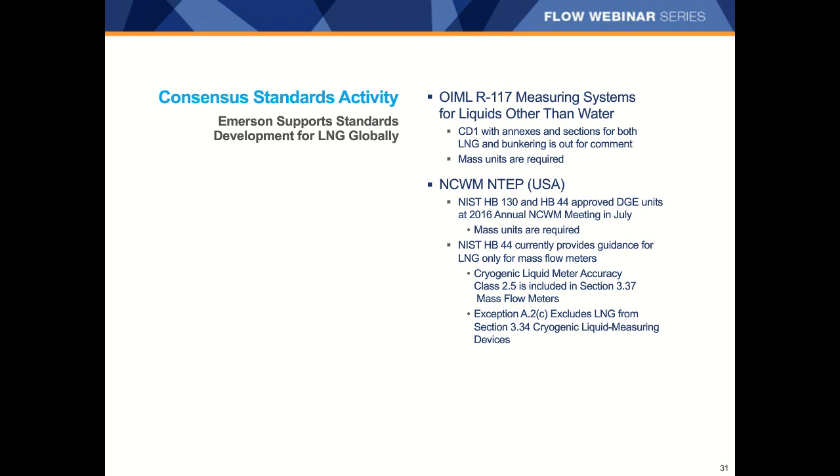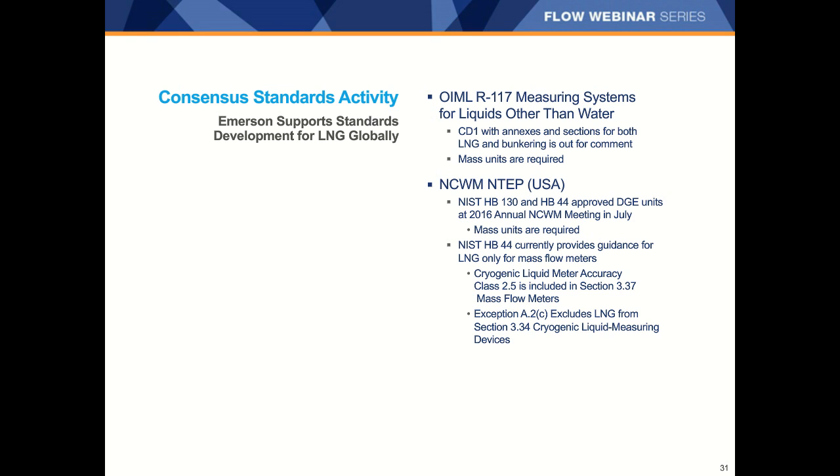In the USA, the National Conference of Weights and Measures, or NCWM, has just approved the DGE units we discussed earlier, and this was done at the 2016 annual meeting that was held in July in Denver, Colorado. The content of NIST Handbook 44 is maintained through the process of the NCWM, and it is important to note that Handbook 44 only covers LNG in one section, the section 3.37 for mass flow meters. There is another section 3.34 in Handbook 44 for cryogenic liquids, but this section does not apply to LNG.